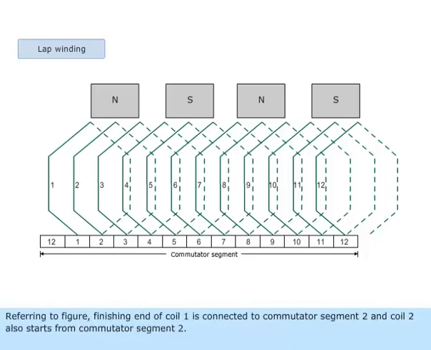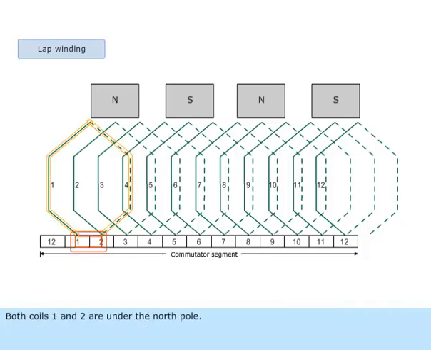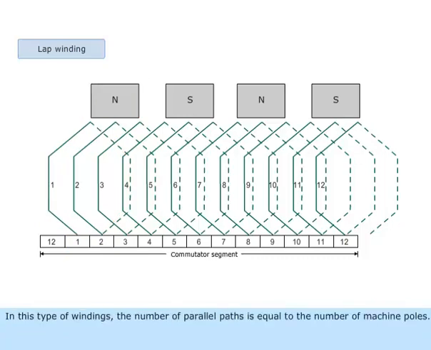Referring to figure, finishing end of coil 1 is connected to commutator segment 2, and coil 2 also starts from commutator segment 2. Both coils 1 and 2 are under the north pole. In this type of windings, the number of parallel paths is equal to the number of machine poles.